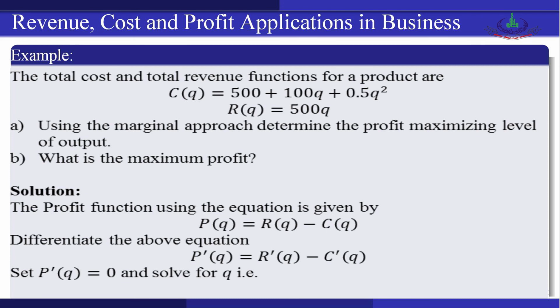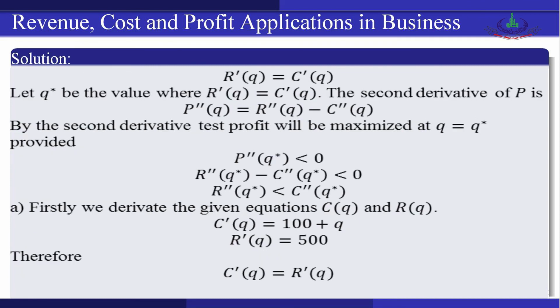Dear students, the profit function using the equation is given by P of Q, which is equal to R of Q minus C of Q. Differentiating the above equation, we get P prime of Q is equal to R prime of Q minus C prime of Q. Now we put the first derivative of the profit function equal to 0 and solving it for Q, we get R prime of Q is equal to C prime of Q. Let Q star be the value where R prime of Q is equal to C prime of Q.